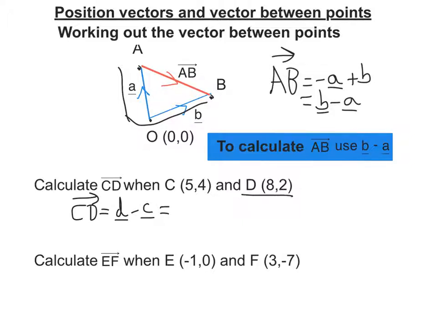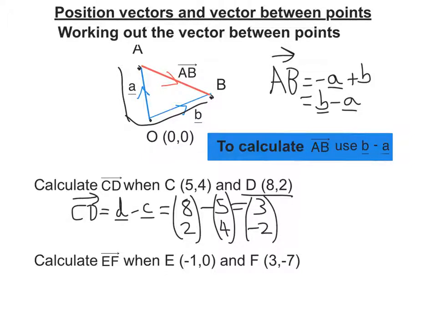Now, D is the point 8, 2, so its position vector is 8, 2 as a column, and we've got 5, 4 for C. Take them away, 8 take away 5 is 3, 2 take away 4 is negative 2. So the vector CD is 3, negative 2.